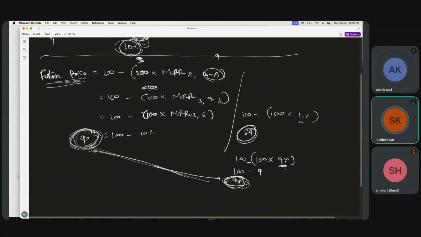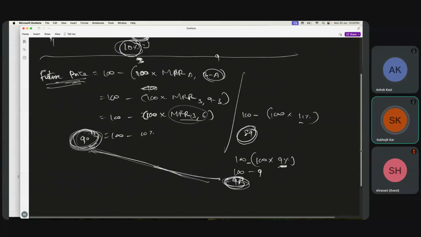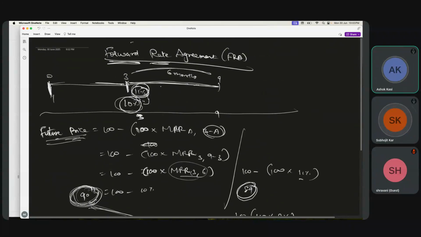And so here you go, B minus A, 9 minus 3. What do we do with this information? With 6, like 3 comma 6. That means the interest rate after 3 months, for 6 months, based on that interest rate, the movement is happening. We don't have to solve it. That interest rate will be given. If we have to solve also, how we solved over here, that way.